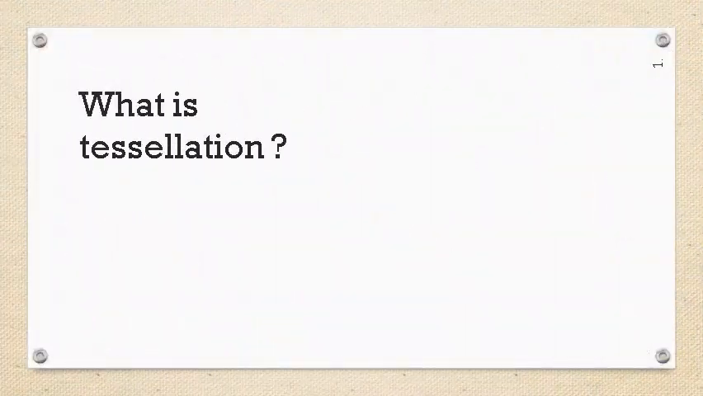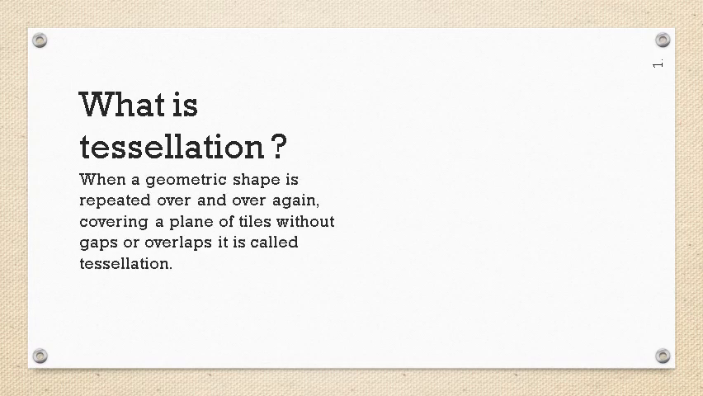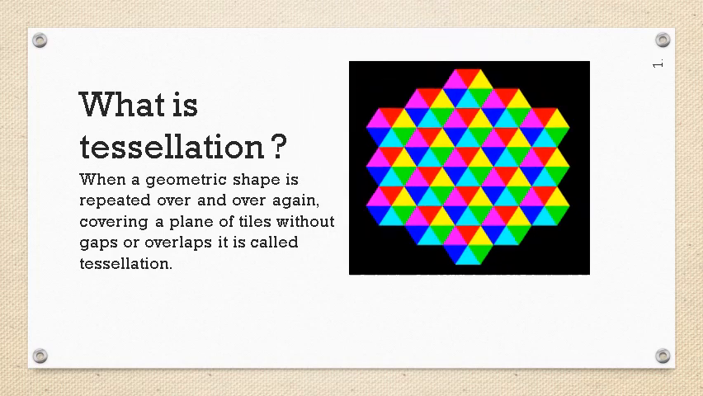First, we will see what is tessellation. When a geometric shape is repeated over and over again, covering a plane of tiles without gaps or overlaps, it is called tessellation.